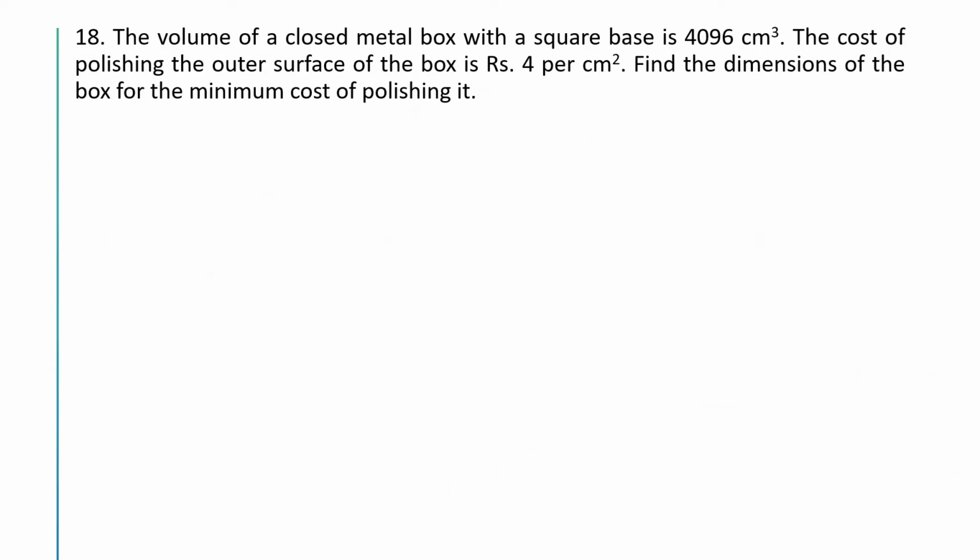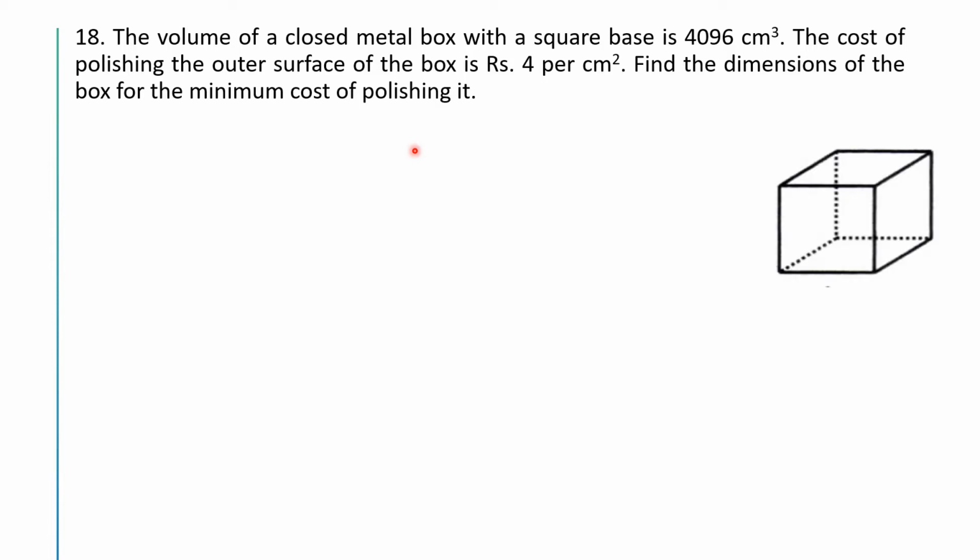Now the next question. The volume of a closed metal box with a square base is 4096 centimeter cube. The cost of polishing the outer surface of the box is rupees 4 per centimeter square. Find the dimensions of the box for the minimum cost of polishing it. So here it is given the volume of a closed metal box with a square base is 4096 centimeter cube. The cost of polishing the outer surface is rupees 4 per centimeter square. So we have to find the dimensions of the box for minimum cost of polishing it.